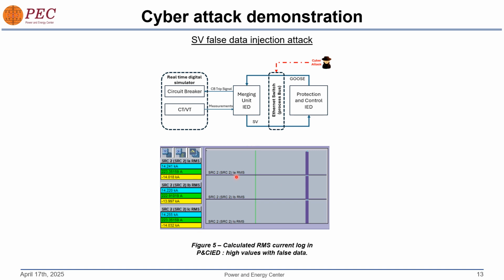This is an image we obtained from the interface of the protection and control IED, and this shows the calculated RMS current log in the protection and control IED during the period in which we created that SV false data injection attack. The time period shown by this green indicator is the time period in which we haven't done any kind of attack, and in that period you see a calculated RMS current closer to 200. And the time period shown with this blue block is the time period in which we injected false data, and in that period the calculated RMS current is in the range of kiloamperes, and this clearly shows the impact of this SV false data injection attack on the calculated RMS currents inside the protection and control IED.